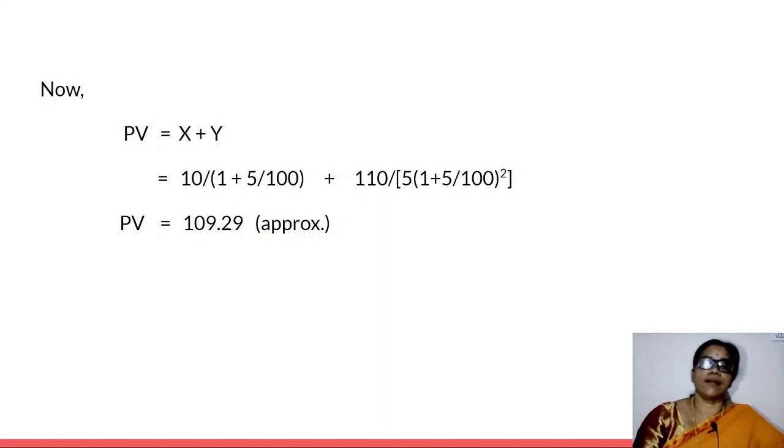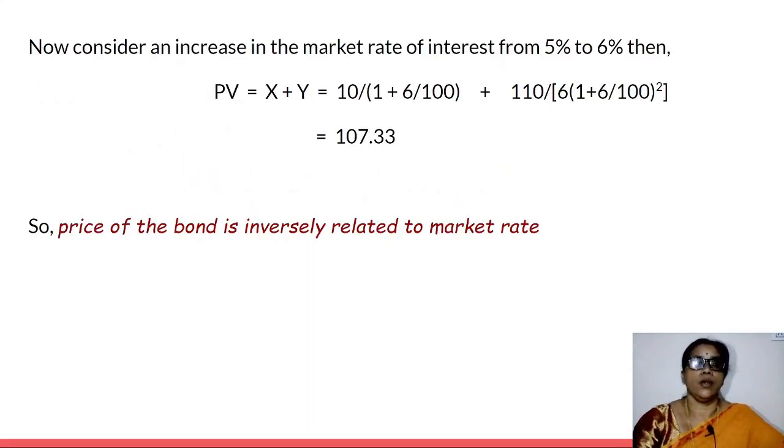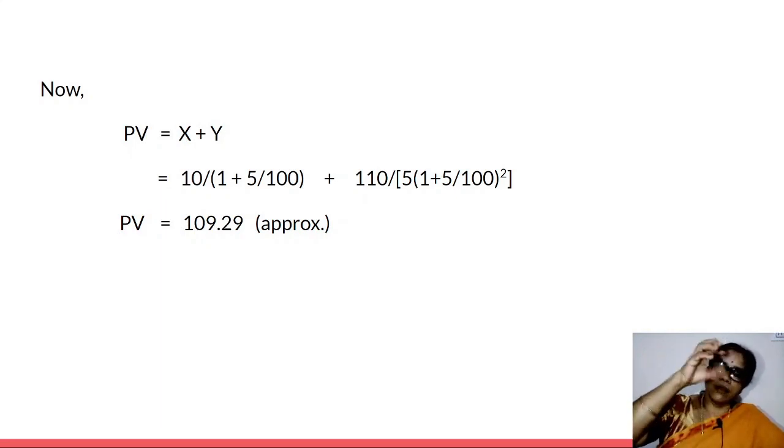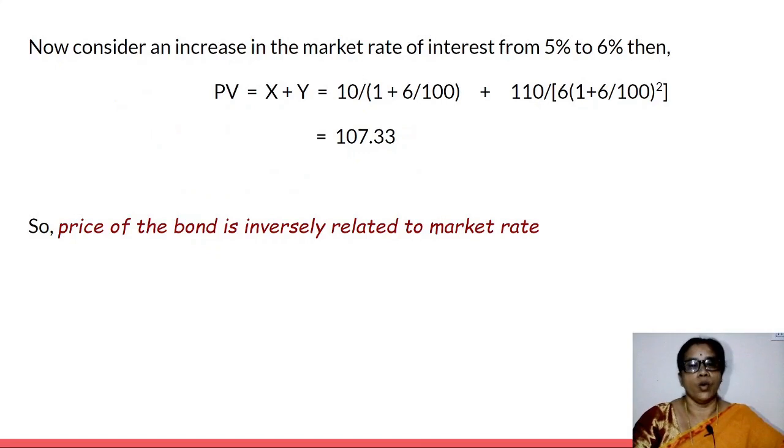So after making the calculation, we get a rough figure, that is approximately PV is equal to 109.29. Okay, so here when we say 109.29, after 2 years to get 110 rupees as monetary return, one should keep 110.29 rupees in the bank. Okay, so that is more.